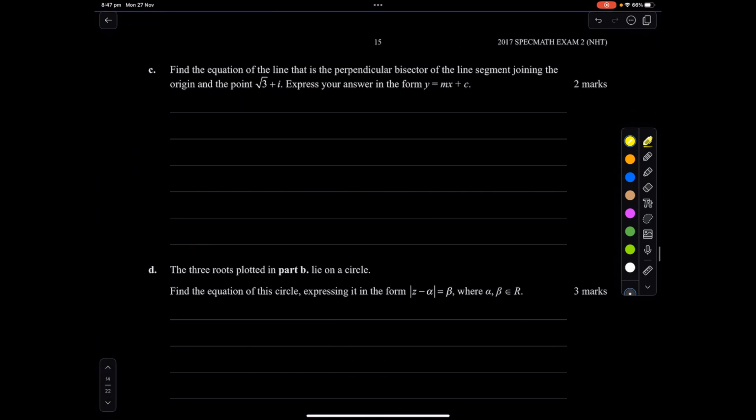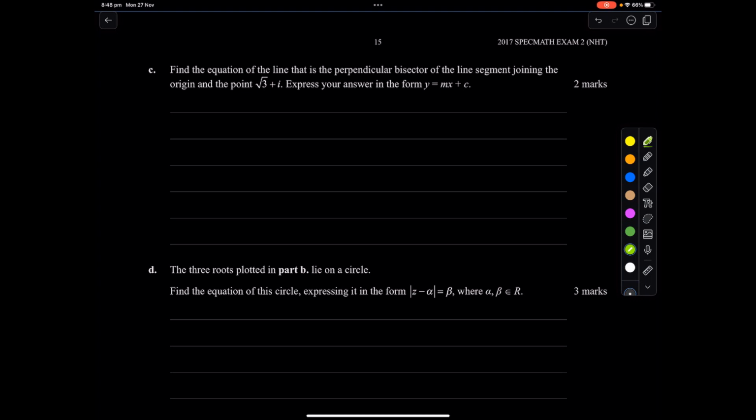C. Find the equation of the line that is perpendicular bisector of the line segment joining the origin and the point. Express your answer in this form. Now, you might be confused about what they're saying. Okay, let's read the question very slowly. It's saying find the equation of a line that is a perpendicular bisector of the line segment joining the origin and the point.